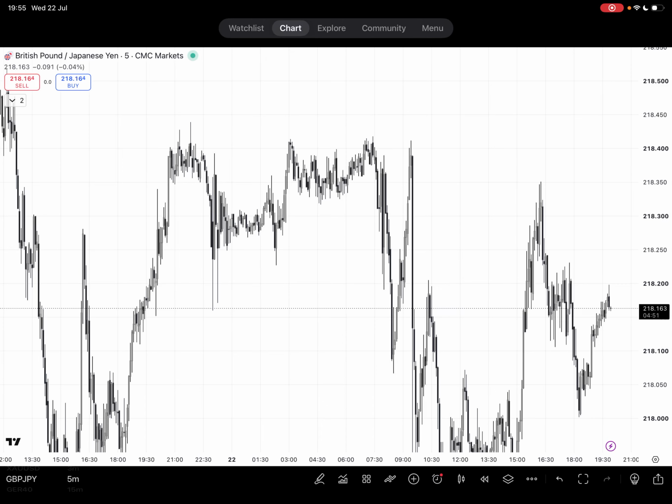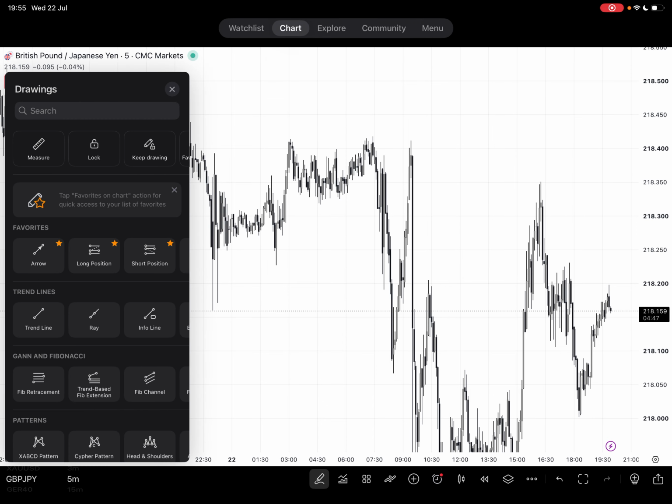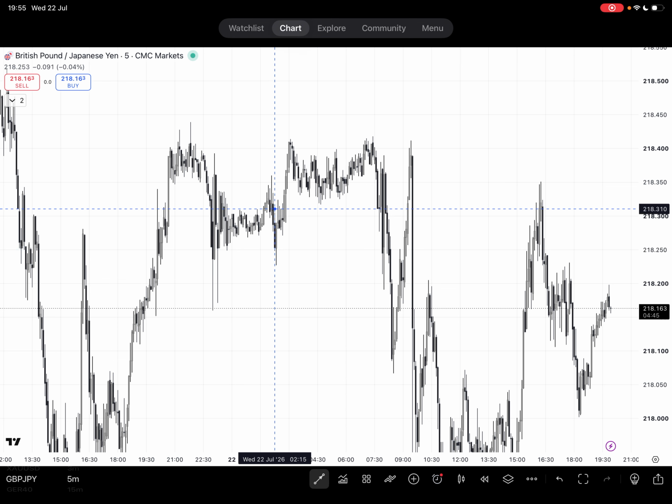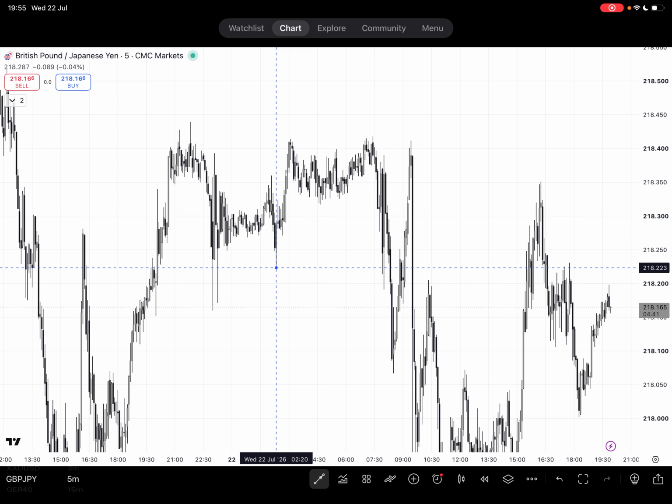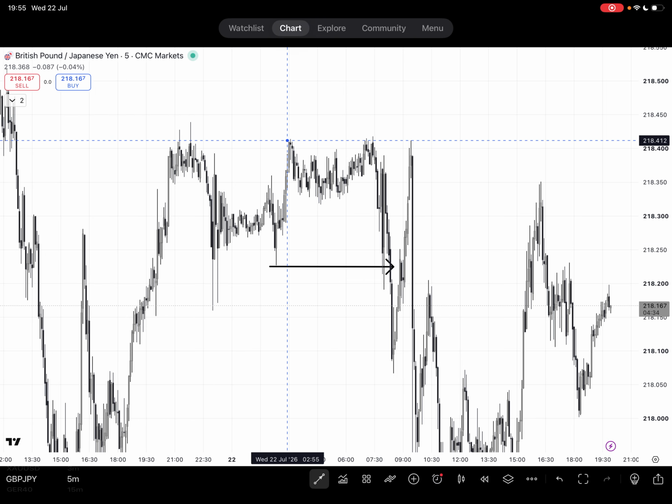So let's go through a concept that you could use and add to your trading every single day. What we'll do here is draw out our session highs and our session lows. So here's the Asian session, this is the Asian low, and this would be the Asian high.